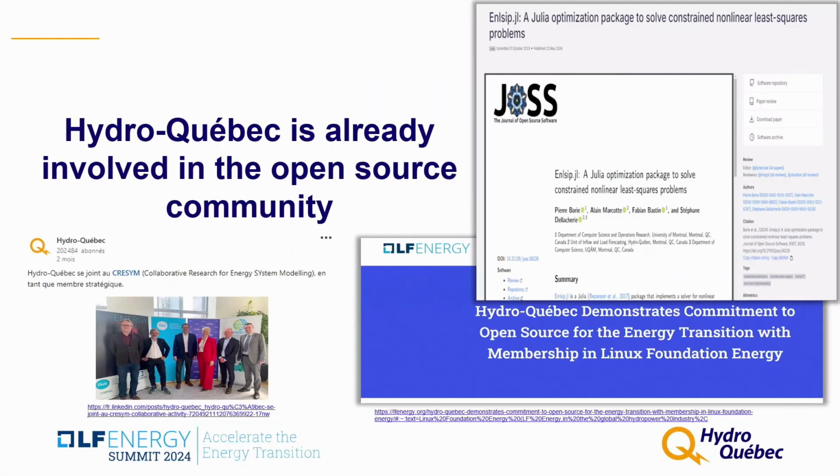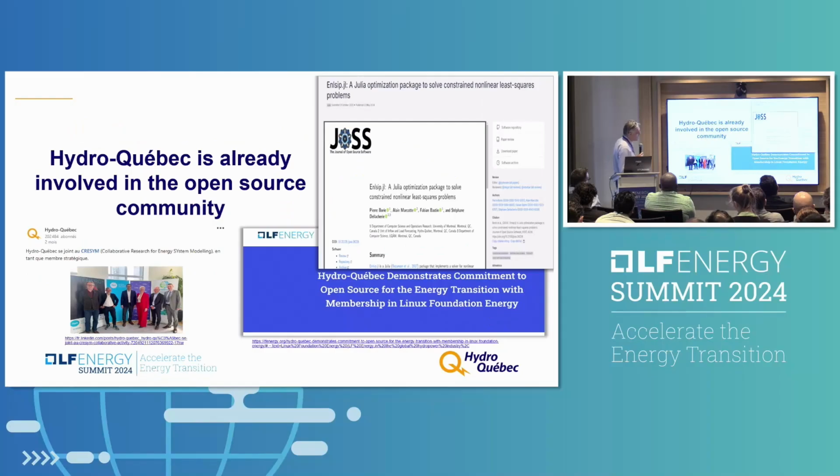Hydro-Quebec has joined the CRESIM and, of course, the Linux Foundation Energy Consortium. And this year we published, if you are interested, a paper in the Journal of Open Source Software for a new Julia package which solves a constrained nonlinear least squares problem. If you want to download it and test it, it will be good for us.